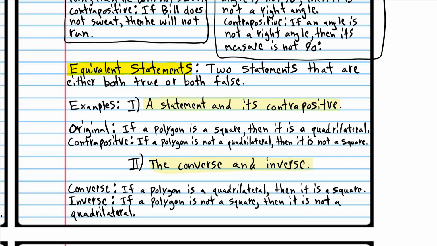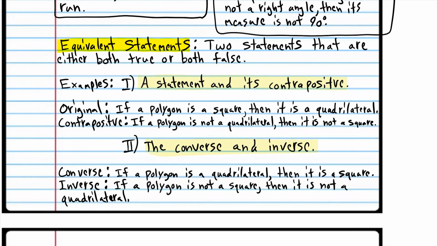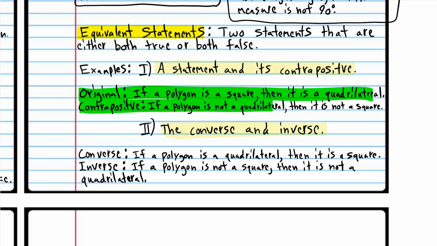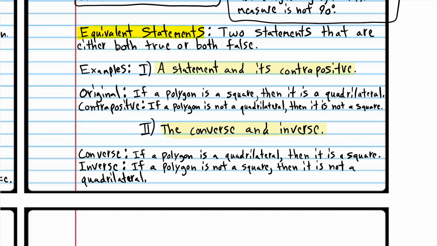So I know what you're thinking. You're thinking, well, what in the world does that mean? Well, let me give you an example here. An original statement and the contrapositive are equivalent statements because they both have to be true or they both have to be false. For example, if a polygon is a square, then it's a quadrilateral.